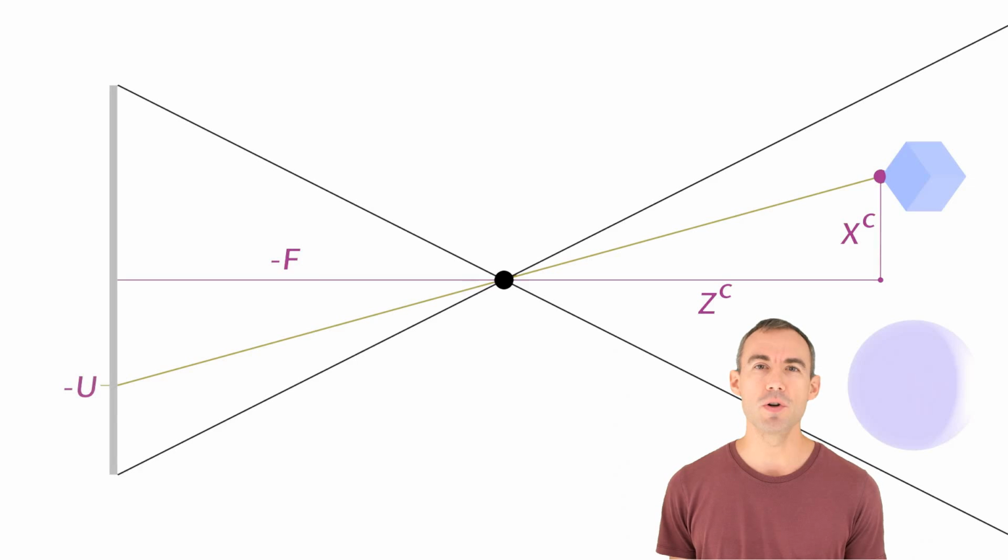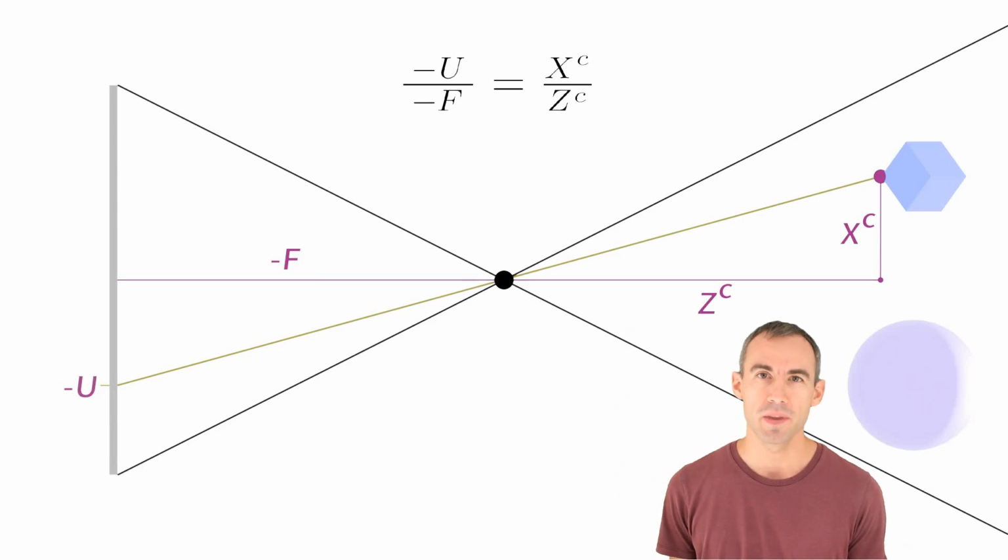We're going to use the rule of similar triangles, which in this case means that minus u over minus the focal length is equal to x over z. And this equation is the basis for the intrinsic camera matrix.